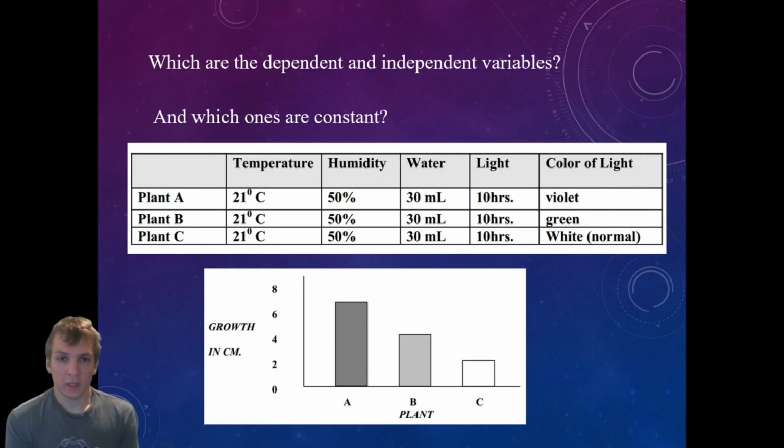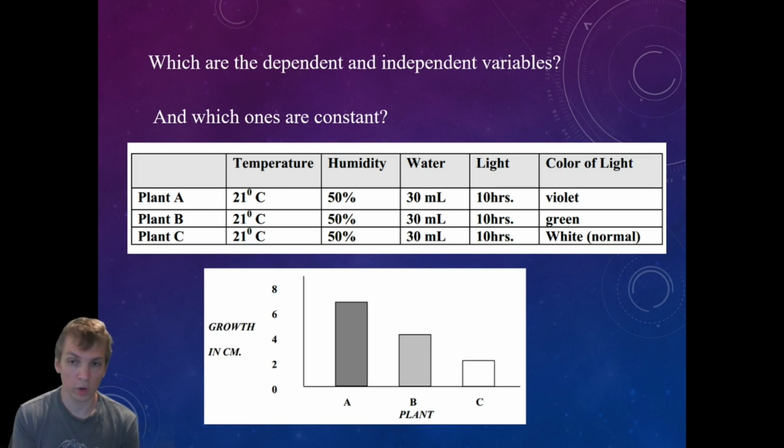So the next question is, which are the dependent and independent variables? So what are we testing and what is it affecting? That's basically what this question is asking. We are testing the color of light on the plants, and what is it affecting? It's affecting the plant height.